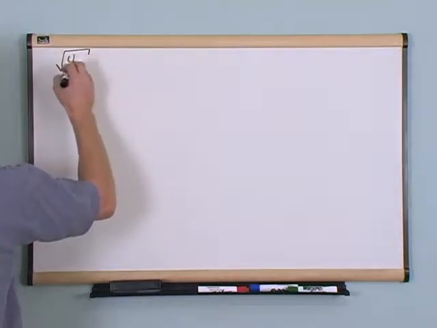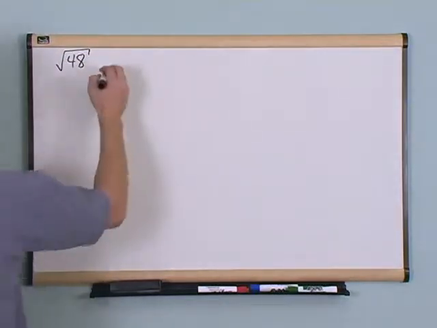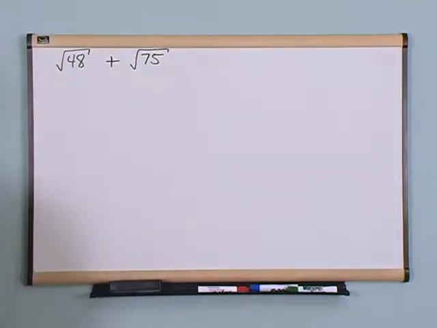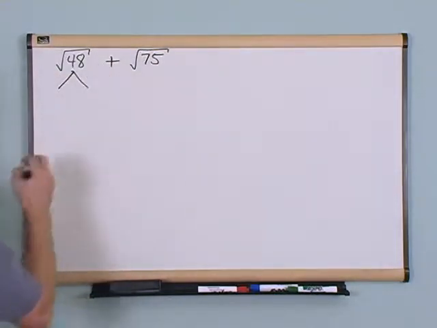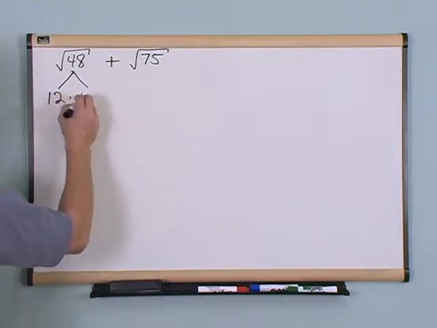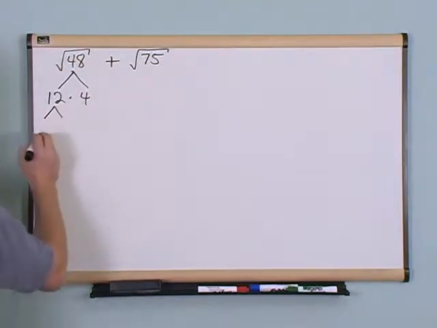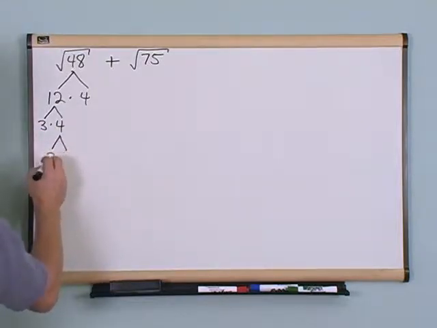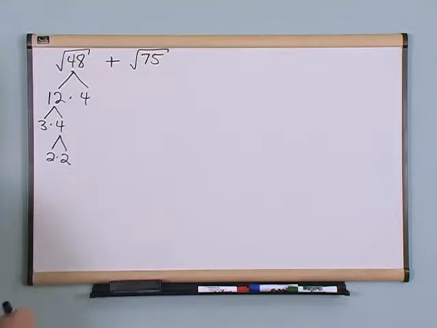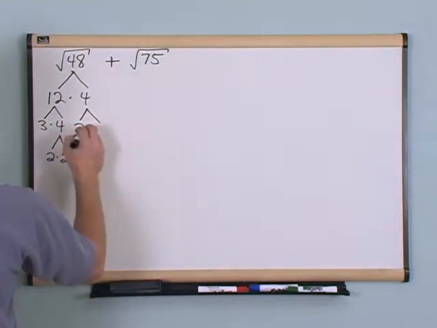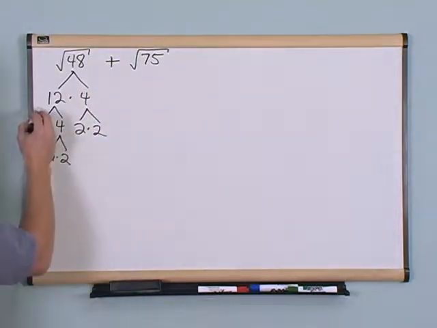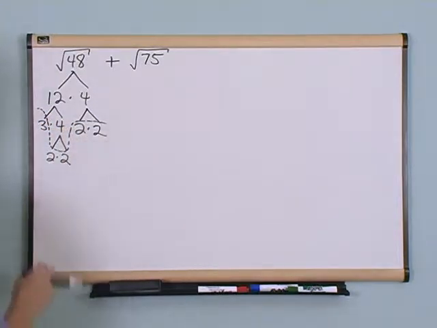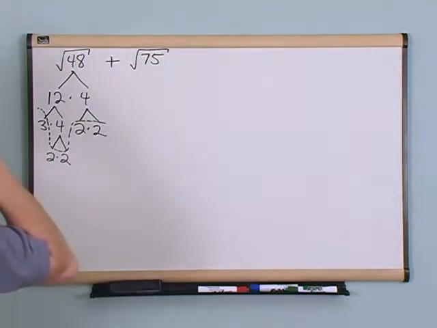So let's say you had square root of 48 plus the square root of 75. So just mechanically following through, this is 12 times 4 gives me 48. 3 times 4 gives me 12. 2 times 2 gives me 4. And over here, again, I have 2 times 2 gives me 4. And I'm going to be looking for pairs underneath this dotted line because that's the bottom of the tree. Okay?